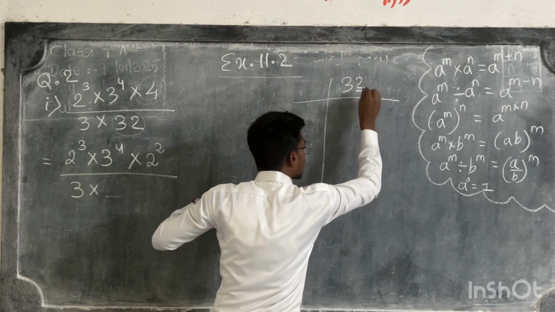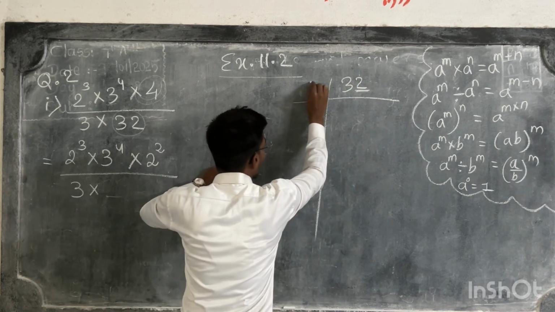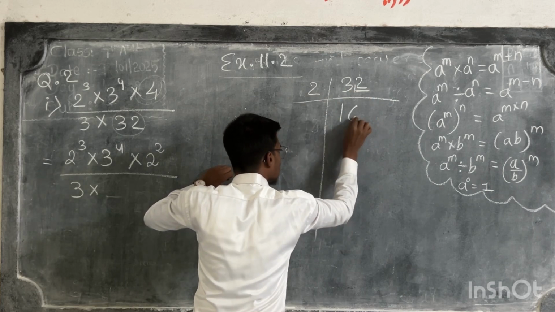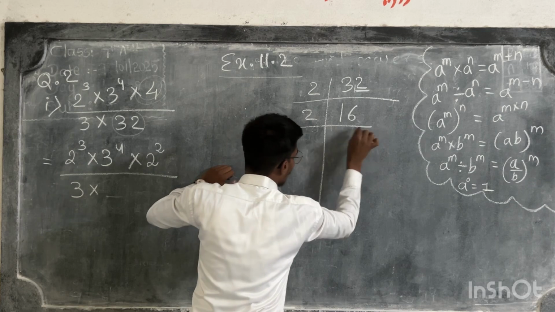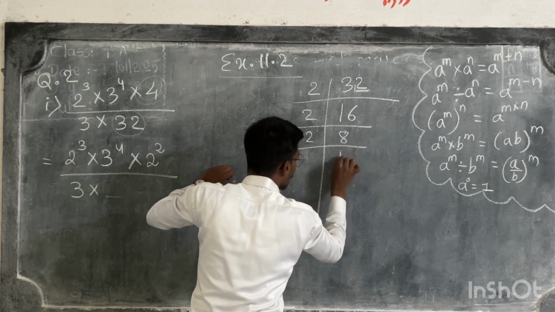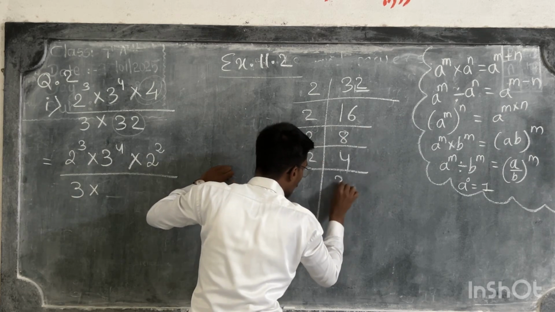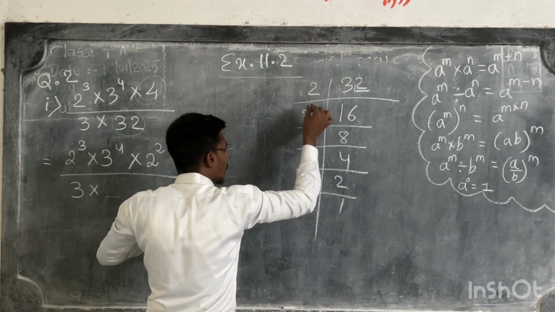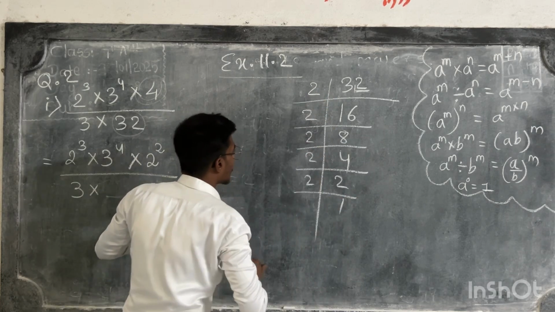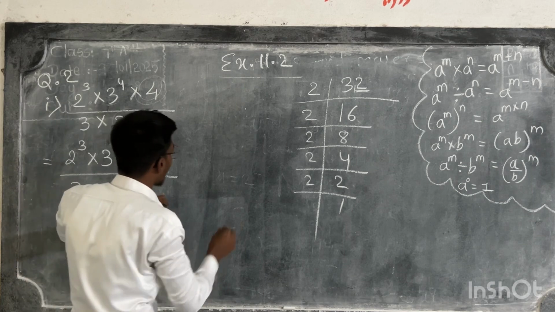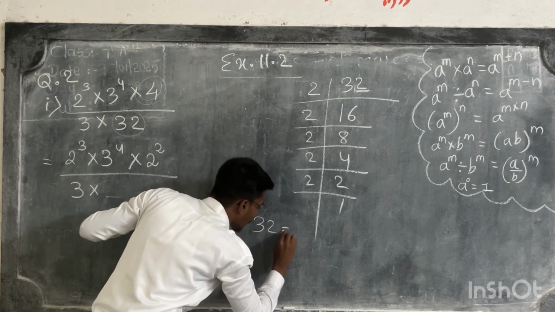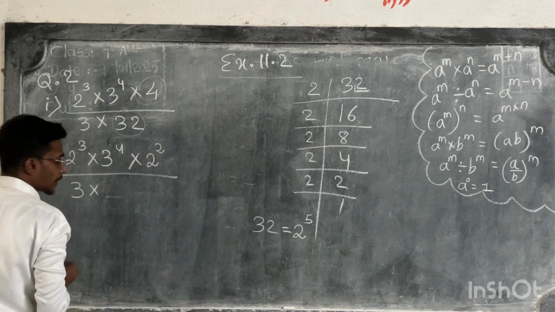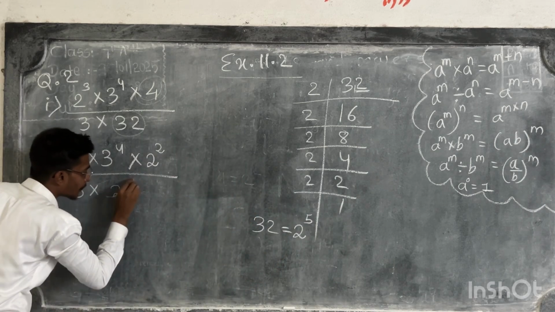In unit place there is an even number, so it is divisible by 2. 2 1s are 2, 1 carry, it becomes 16. 2 6s are 12, 2 8s are 16, 2 4s are 8, 2 2s are 4 and 2 1s are 2. So you can see 1, 2, 3, 4, 5. How many times is 2 repeating here? 5 times. That means in the place of 32 I can write 2 to the power 5.